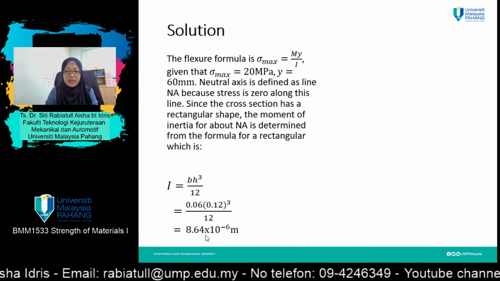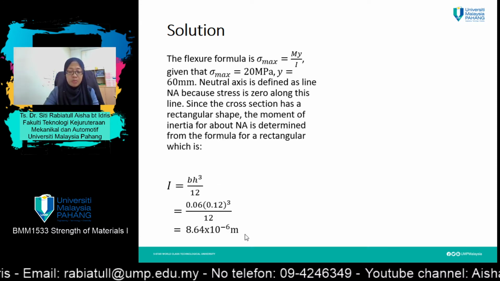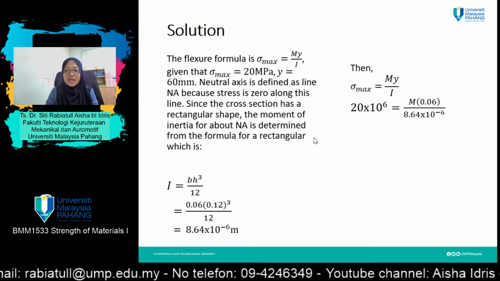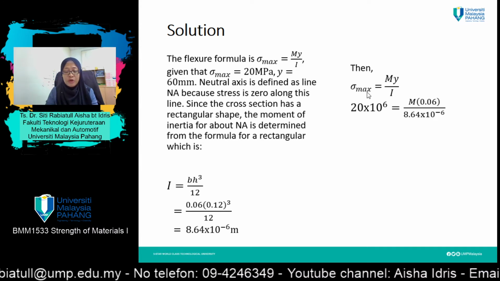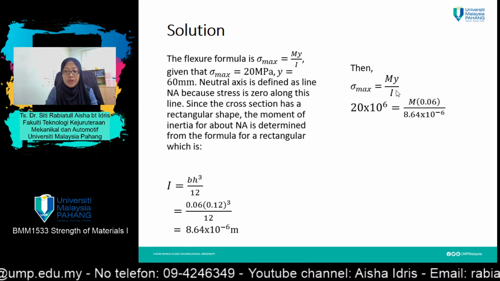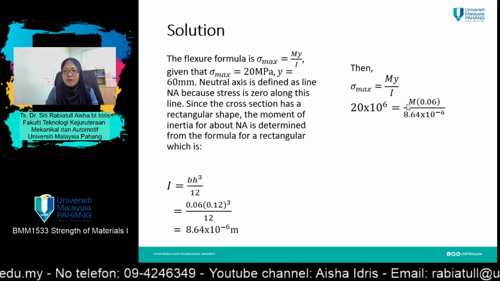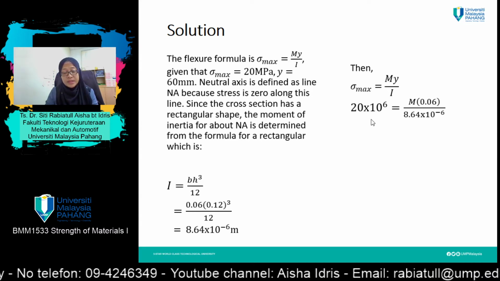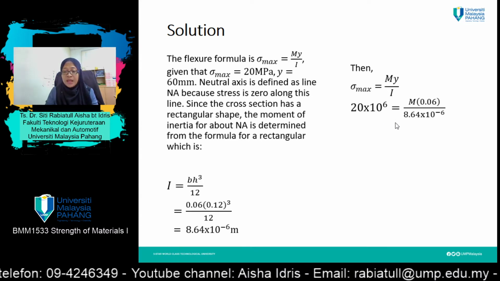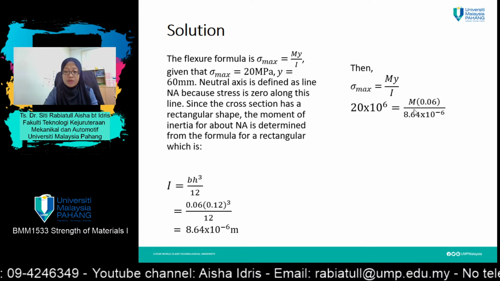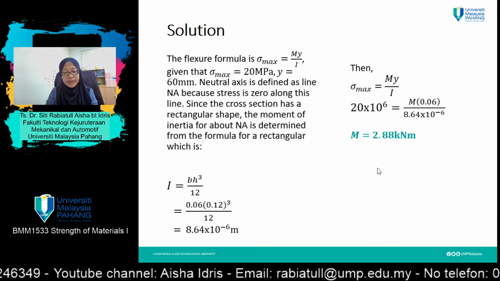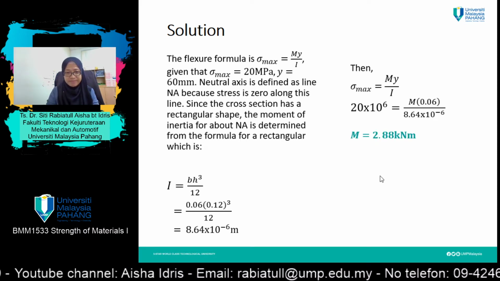So calculate the value of I, the moment of inertia, then substitute into the flexure formula, sigma equals My over I. From there, substitute all the information given in the question and rearrange it. You will get the value of M equals 2.88 kilonewton meter.